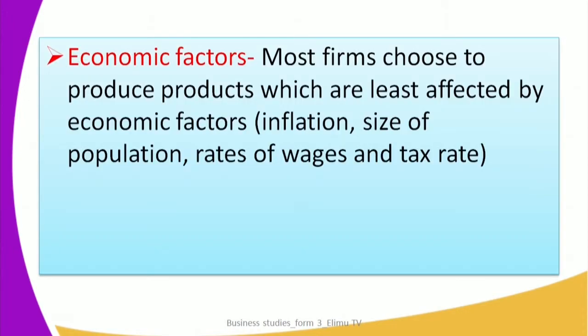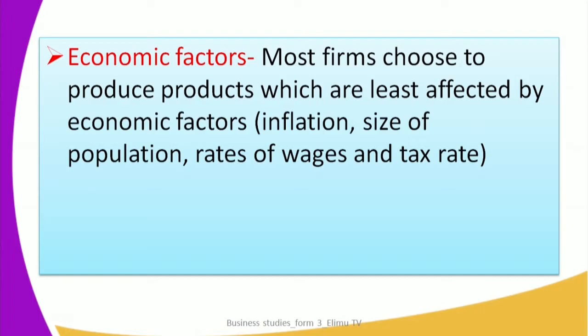The other one was the economic factors. And this one, you're supposed to say that most farms choose to produce products which are least affected by the economic factors, like hike in price of a product, which we refer to as inflation. The other economic factors are size of population, rates of wages, and tax rates. So it's advisable for farms to go for a product that is not much affected by inflation, size of population, rates of wages, and tax rate.